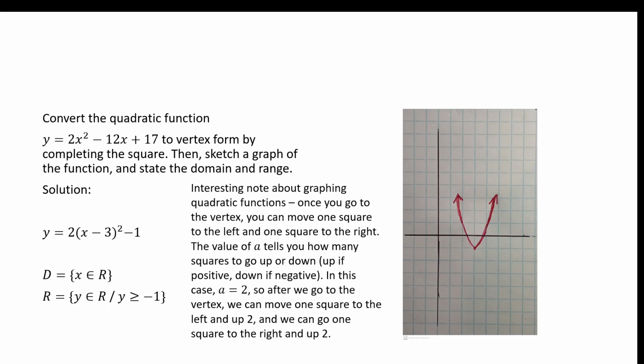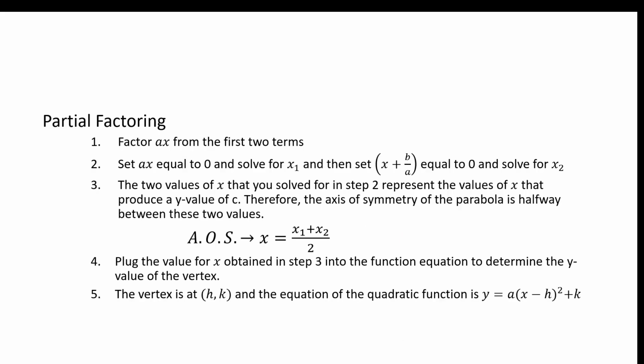Once you go to the vertex, you can move 1 square to the left and 1 square to the right. The value of a tells you how many squares to go up or down. Up if positive, down if negative. So in this case, a equals 2. After we go to the vertex, move 1 square to the left and then go up 2, and it gets us here. Go 1 square to the right and go up 2, and that gets us here. It allows us to draw a pretty good parabola.